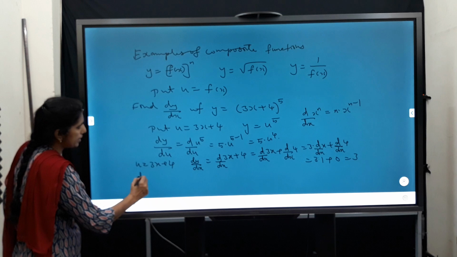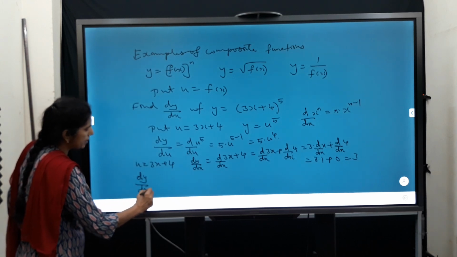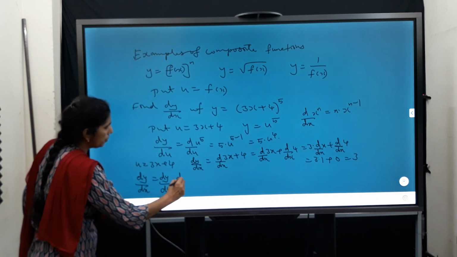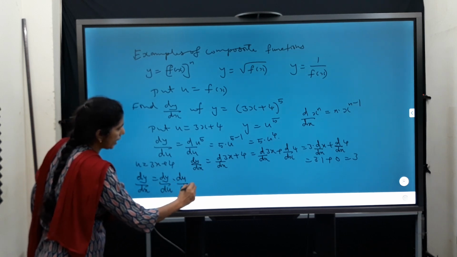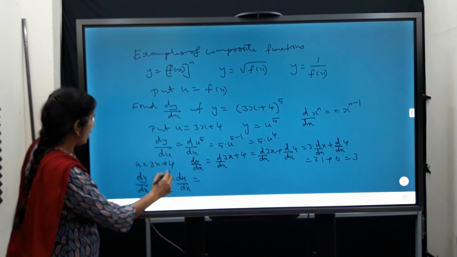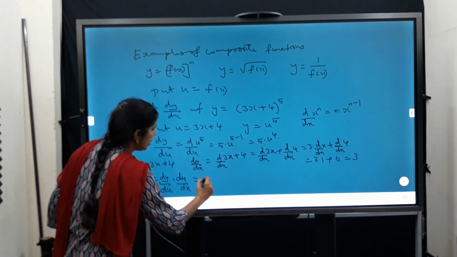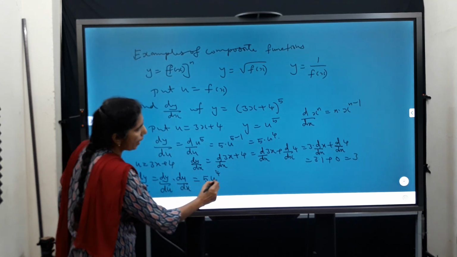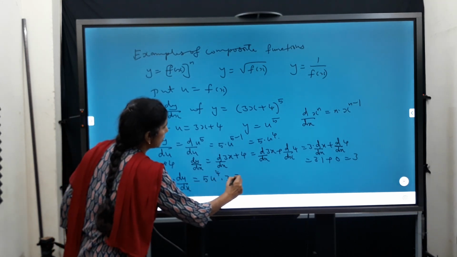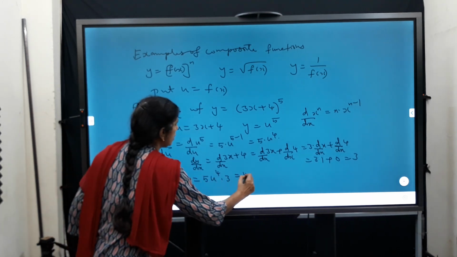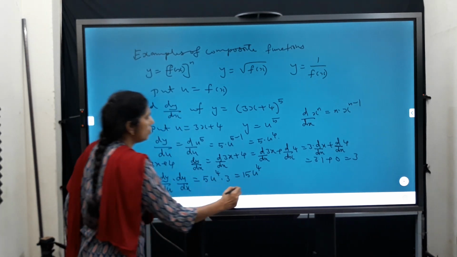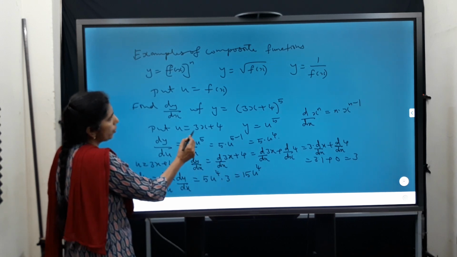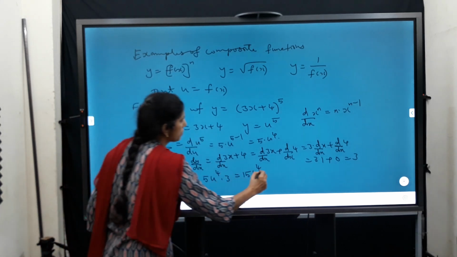So now apply chain rule. dy by dx equal to dy by du into du by dx. That is our dy by du, look here, it is equal to 5 into u raised to 4 and du by dx is equal to 3. 5 into 3, it is 15 u raised to 4. Finally, we have to substitute the value of u. u is equal to 3x plus 4.